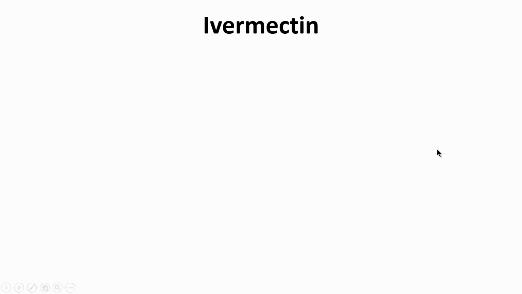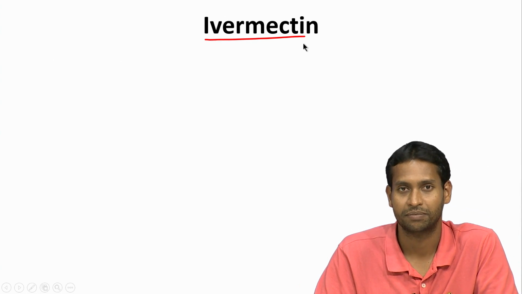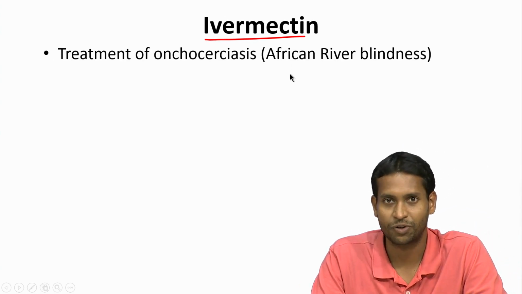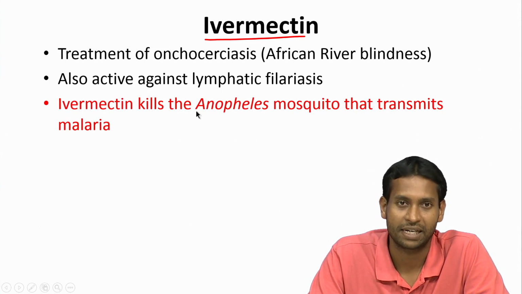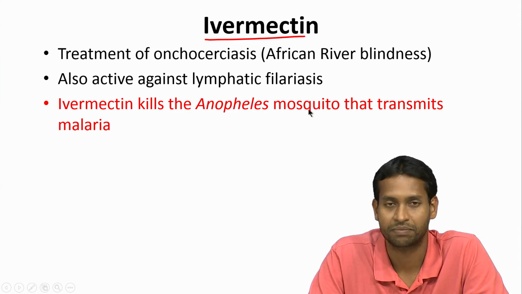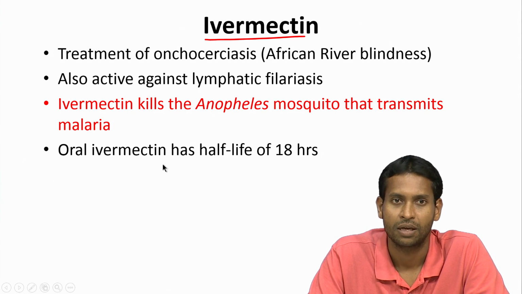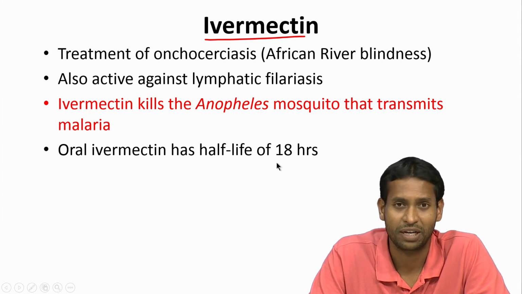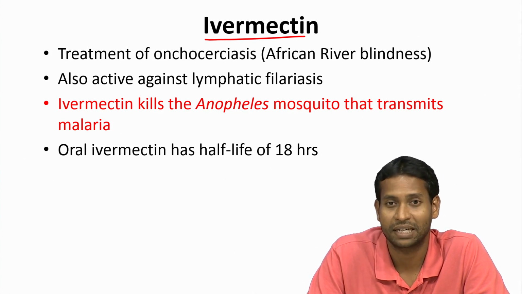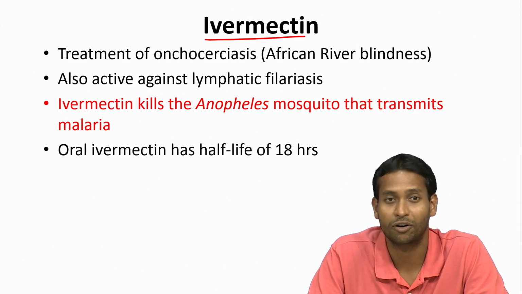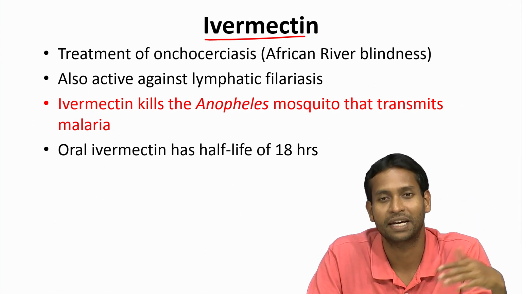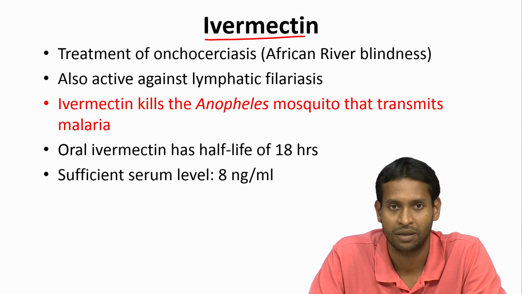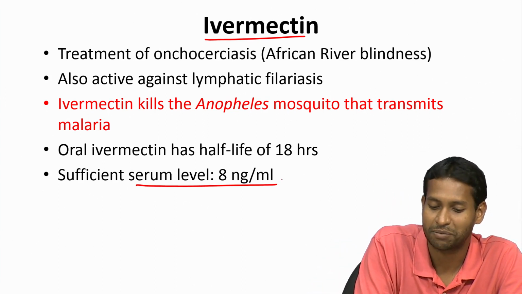Okay. So, the drug that is very widely used is Ivermectin, and it is used for treatment of African river blindness, and is also very effective in other diseases as well. This drug actually kills the Anopheles mosquito that transmits the malaria. The oral Ivermectin has a half life of only about 18 hours. If I take a tablet of this Ivermectin, I will have to basically take another dose in another 18 hours, and not to mention I have to take a very high dose first to get it to a level where even after 18 hours it remains above the 10 mg per ml that I just mentioned. And so, in this case the sufficient serum levels are not 10 mg, but 8 nanogram per ml.